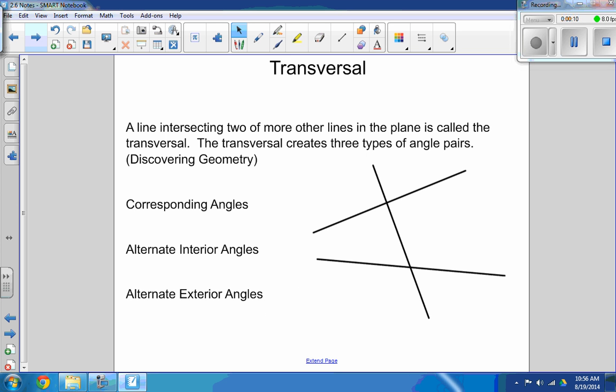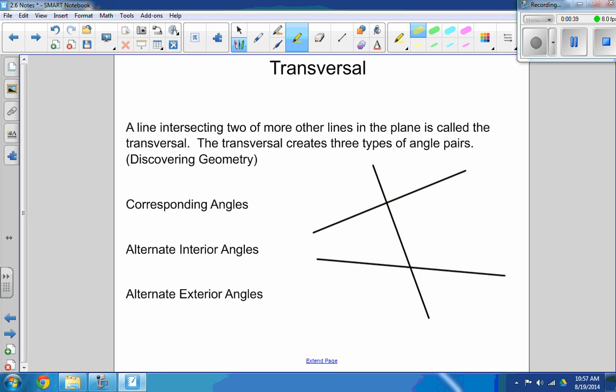So let's look at the idea of a transversal. A line intersecting two or more other lines in the plane is called a transversal. So in this diagram, this line is the transversal. And it creates three types of angle pairs: corresponding angles, alternate interior angles, and alternate exterior angles.